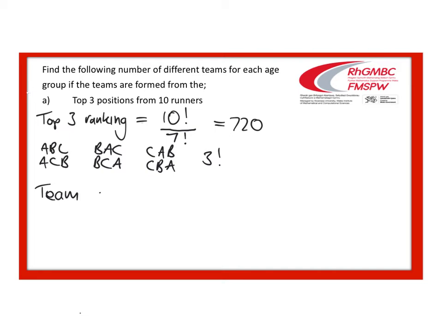So what we're going to do is take that 10 factorial, because we want to know how many ways I can order the 10 runners. I'm then going to divide by the 7 factorial because I'm only interested in those first 3 runners. And then I'm going to divide by the number of ways that I can organise those 3 runners, because I don't care what order they come in.